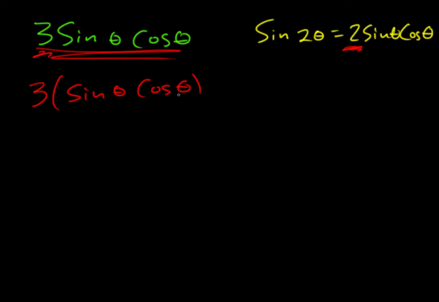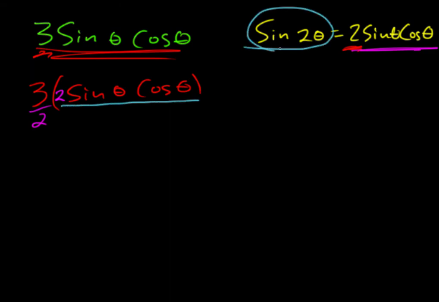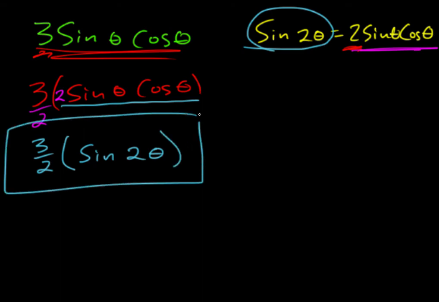Now, if we wanted to make this thing on the inside the same as this, we would just multiply by a 2. Now, because there's not an equal sign, we can't multiply on both sides of the equal sign. So the way that we get around this is we multiply by 2, but we also divide by 2. And that might seem a little silly, but it allows us to replace all of this with this. And so we still have this 3 halves on the outside, and then we have sine of 2 theta, and that's our answer.